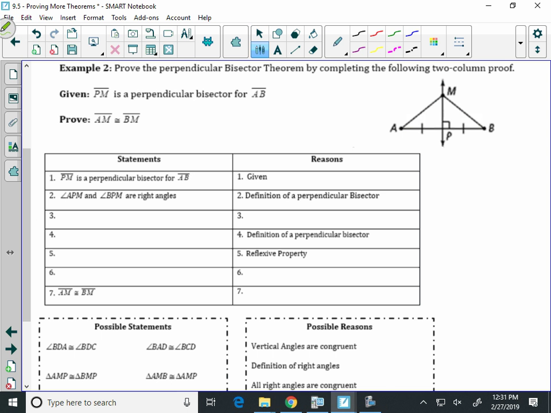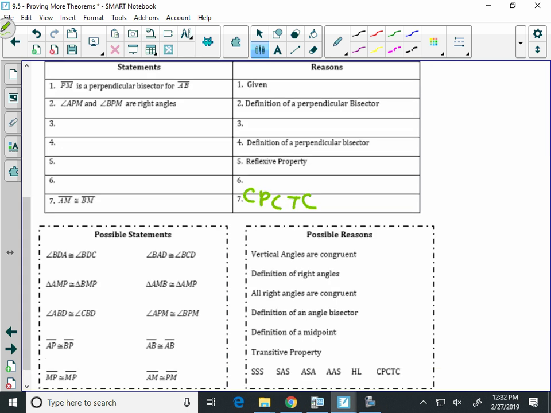They put my given information first. Okay? They put what I'm trying to prove last. And they filled in some other things for us. Okay? Use those freebies and those shortcuts. Whenever we're proving parts, segments, or angles, what's my reason every single time? CPCTC. Every time. Proving parts, CPCTC. Scratch it out.